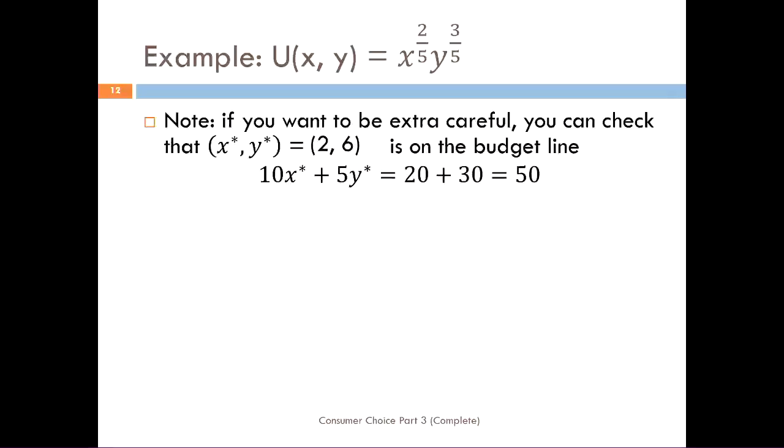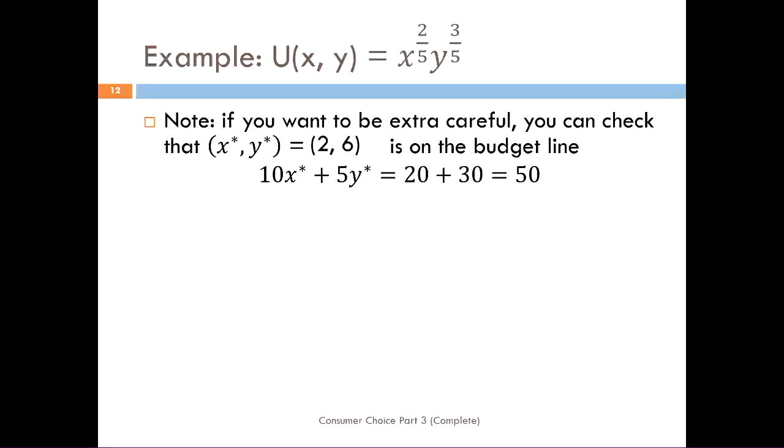Okay, so we conclude, therefore, that the consumer's most preferred bundle is x equals 2, y equals 6. By the way, you want to be extra careful to make sure you got the right answer. Plug the answer 2, 6 into your budget line and check that it uses up all your income. 2 times 10 is 20. 5 times 6 is 30. Yes, that uses all your income. It's on your budget line.